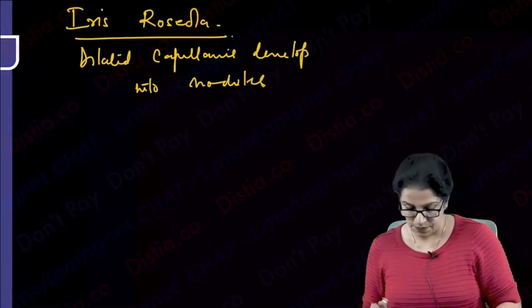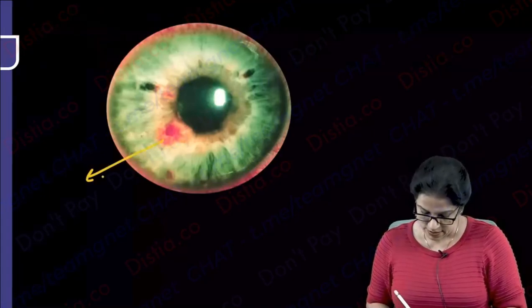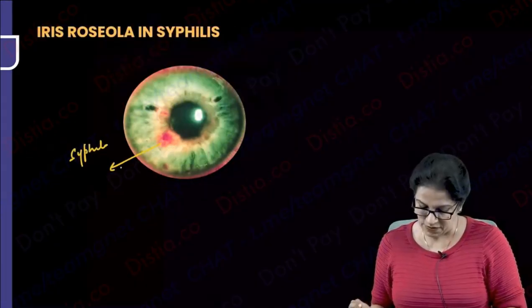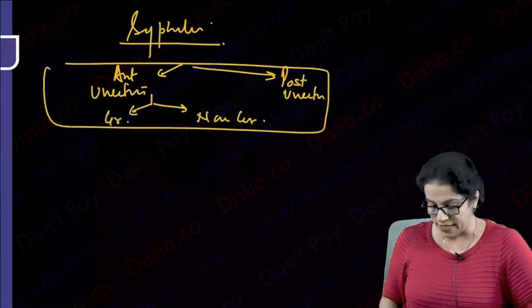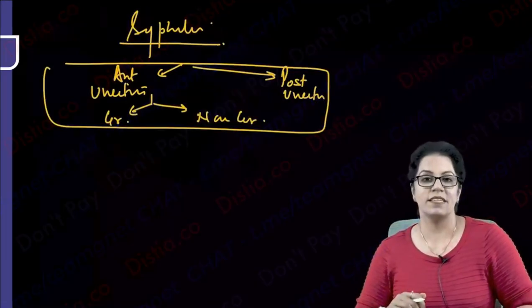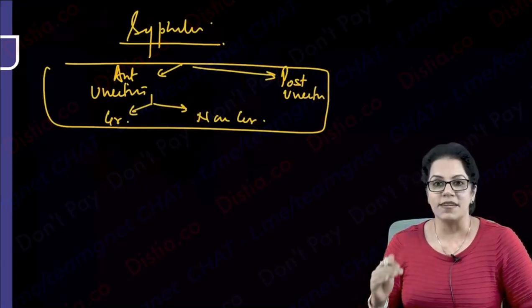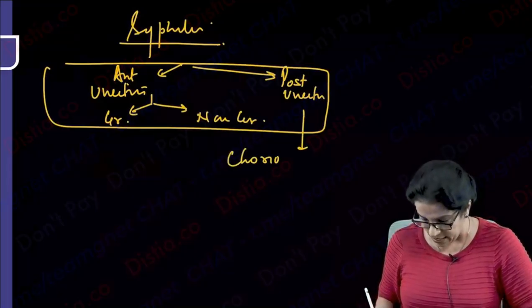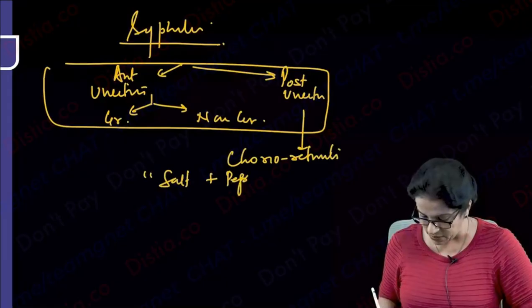Have a look. See, this is iris roseola. So this is a feature of syphilis. And when you say posterior uveitis, do we all remember? We learnt in our early chapters as well, salt and pepper fundus. It will cause chorioretinitis, and this chorioretinitis in syphilis is seen as salt and pepper fundus. Let's not forget this.